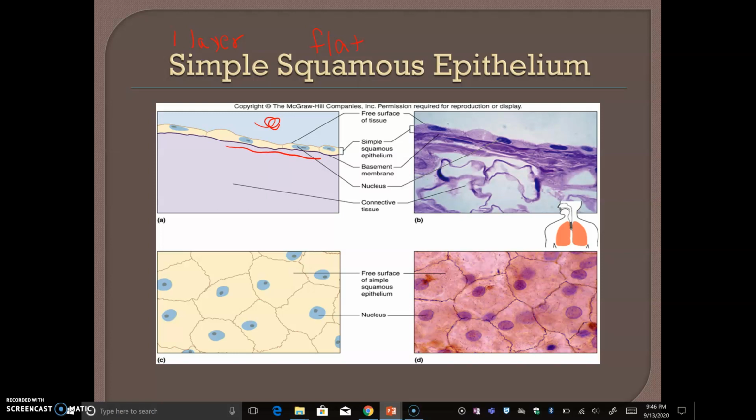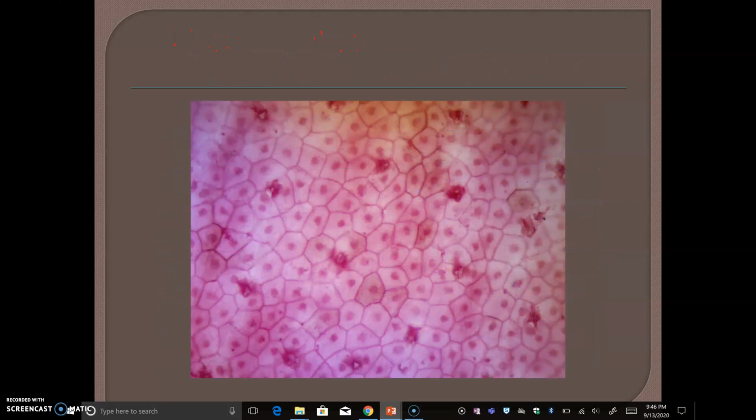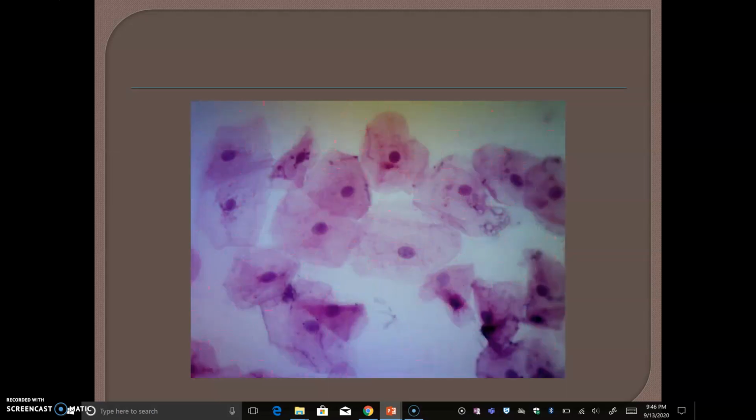You can see that our simple squamous is very simple. You're going to be finding it in cheek cells. Another example is the lung sometimes. So it's on those outside surfaces here. But remember, simple squamous means 1 layer and flat-looking cells. This is actually what you might see under a microscope, a real picture that we're going to see under a microscope. These are cheek cells.